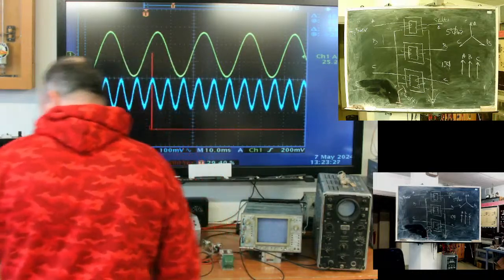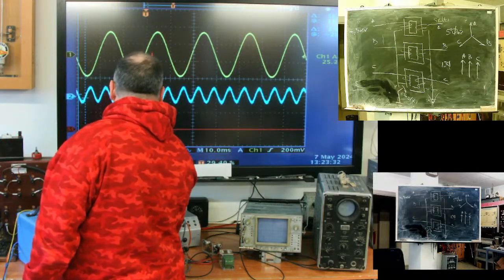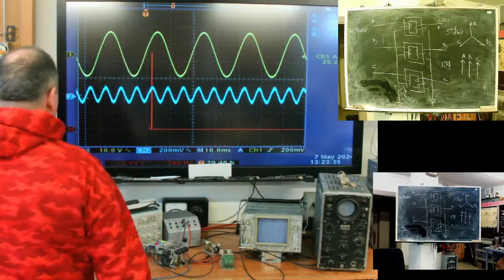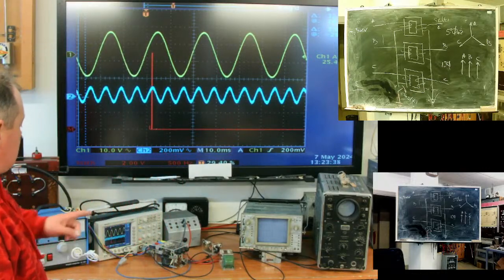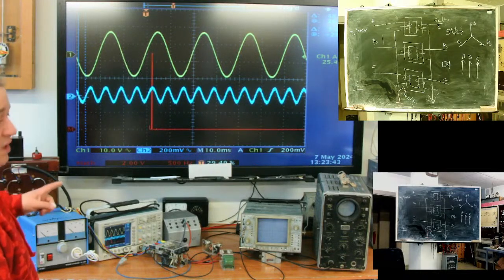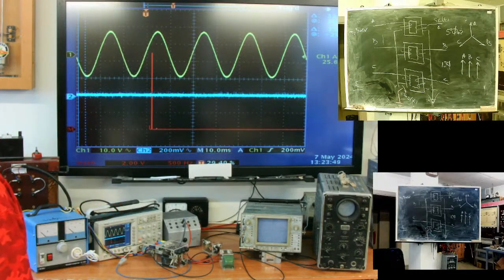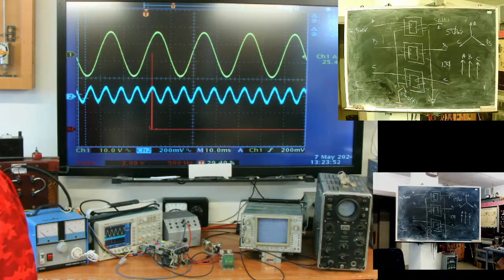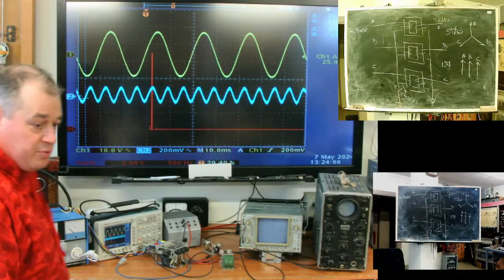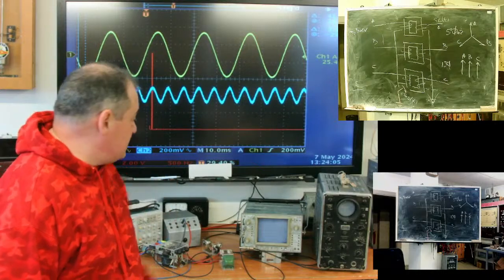At this moment, this transformer is for 230 volts. Now I have only 200 volts. Look what happened when I disconnect. A small change in amplitude. Why? Because the relative weight of the third harmonic is low.